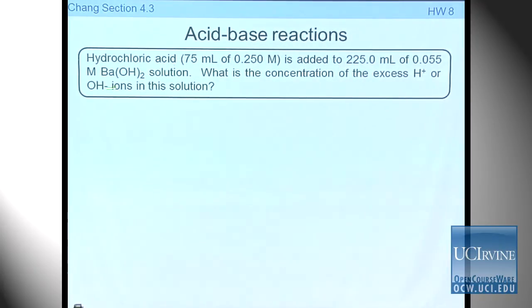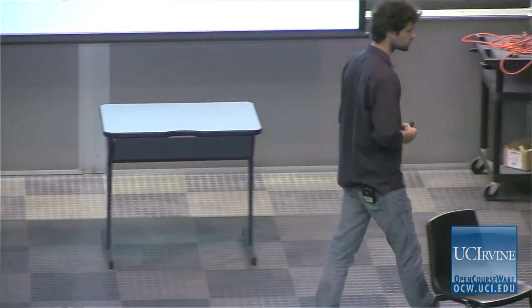So I throw these two things together. Clearly, hydrochloric acid is an acid. Clearly, barium hydroxide is a base. I throw them together, and an acid-base reaction happens. The H plus and OH minus react to form water. But then, when the reaction is done, either there's H plus left or OH minus left. That's what I have to determine: which one is left and how much of it is left after the reaction has gone to completion.